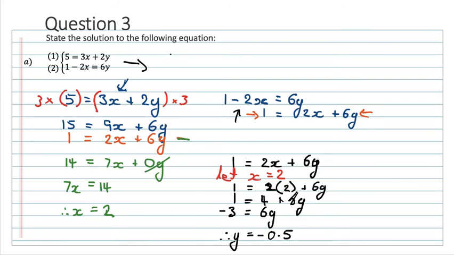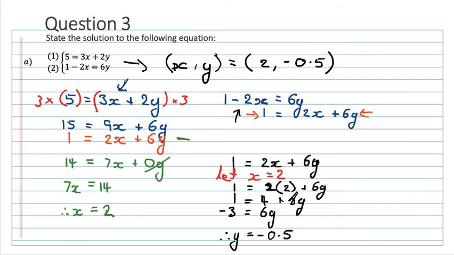Therefore, our solutions to this equation, x and y, is going to be x equals 2 and y equals negative 0.5.